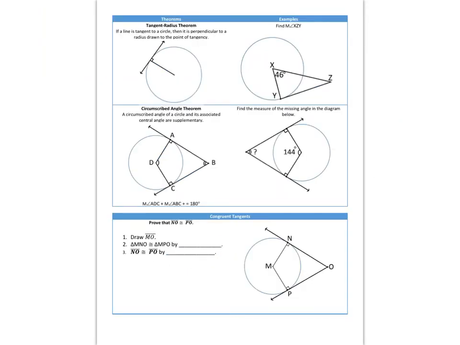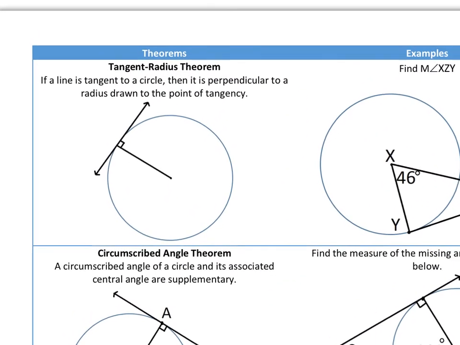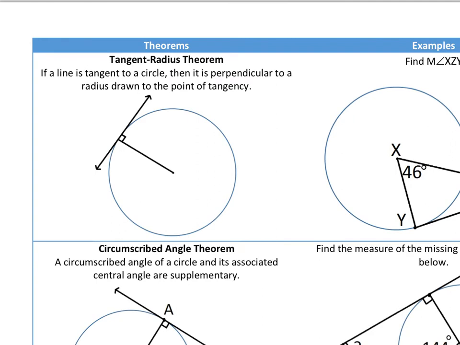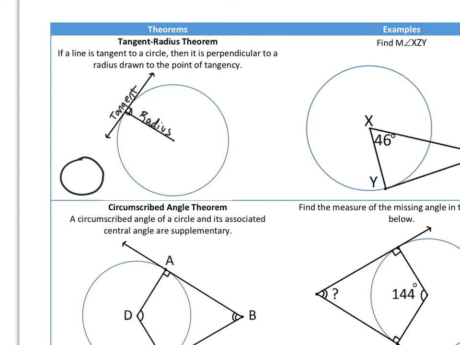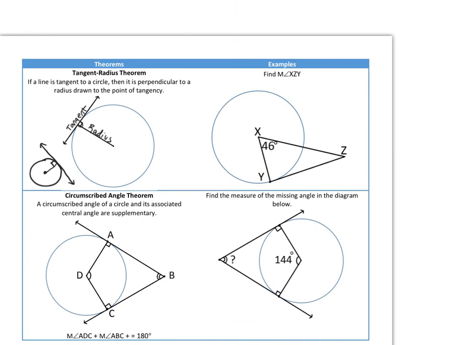So here are some ways that we can use tangents and circumscribed angles. One thing that we know is that if a line is tangent to a circle, then it's perpendicular to the radius drawn to the point of tangency. Try it out for yourself. Draw a circle, and then draw a tangent line that touches it at just one point, and then draw a radius that intersects with that tangent. Start by drawing the center of your circle, and then just draw a path to the tangent. However you draw it, that radius is going to be perpendicular to the tangent line, and that's what that theorem is saying. And here's an example of where that would be useful.